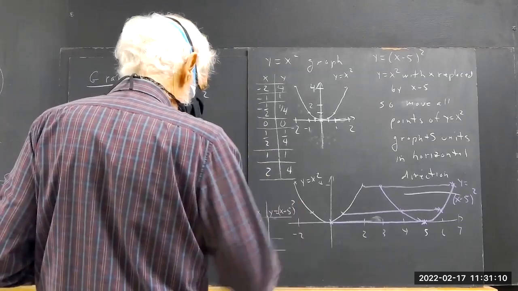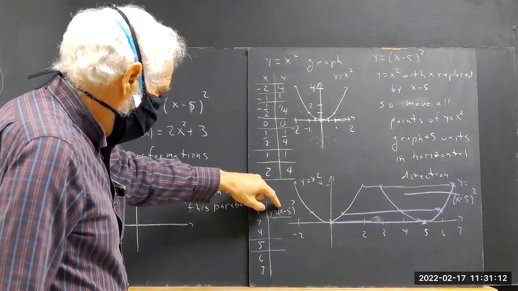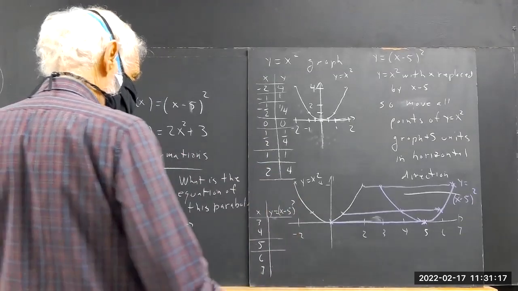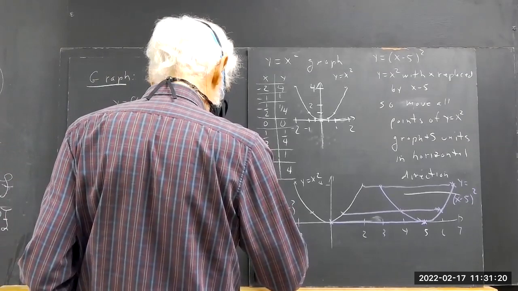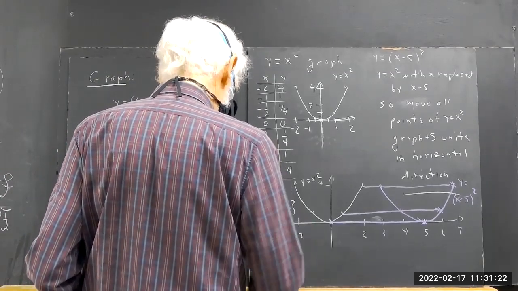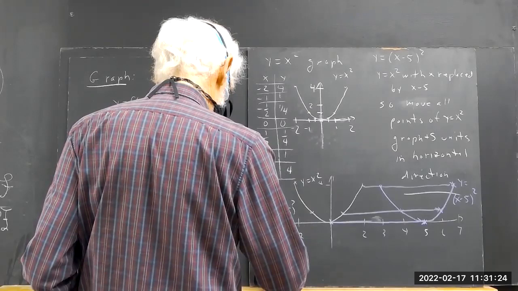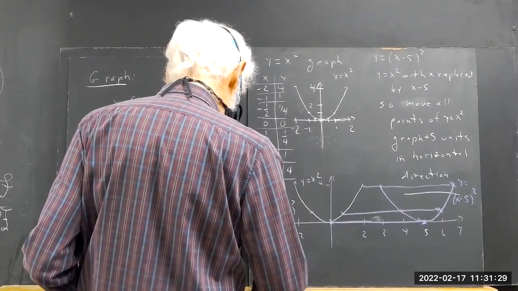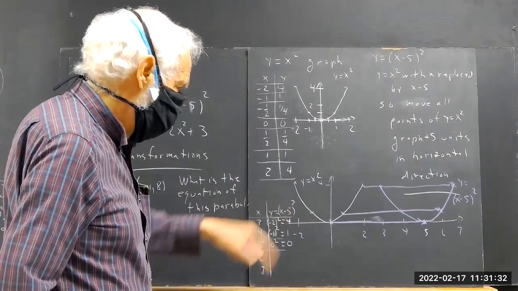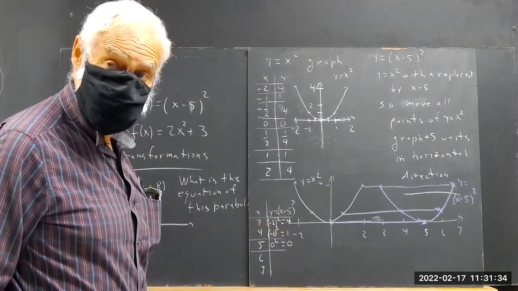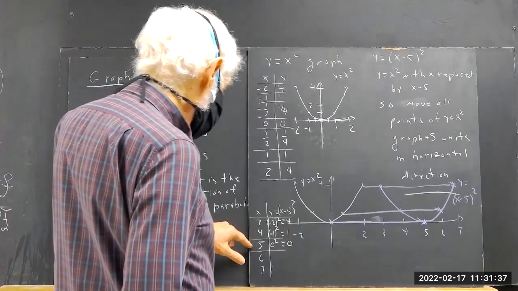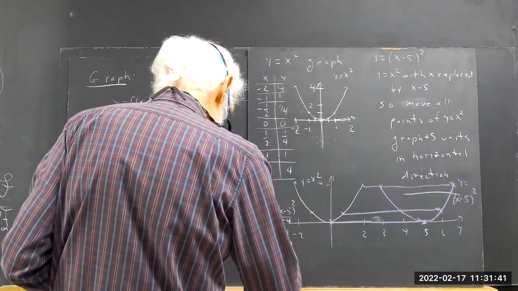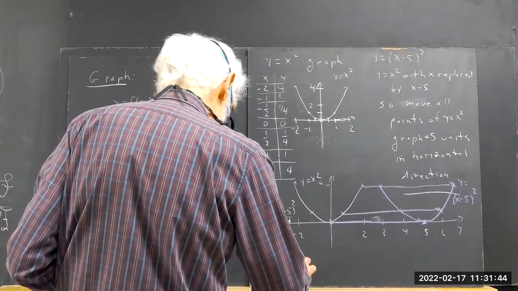Well, if I plug these into x minus 5 squared, if x is 3, 3 minus 5 is negative 2, so that's negative 2 squared, which is 4. And if x is 4, 4 minus 5 is negative 1, so we're squaring negative 1, right? If x is 5, we're squaring 5 minus 5, which is 0. And then we get 1 squared and 2 squared.